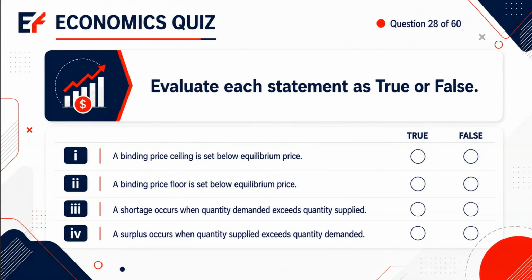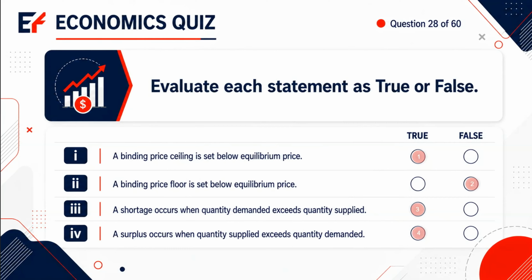Question 28. Evaluate each statement as true or false. A binding price ceiling is set below equilibrium price. The correct answer is true. A binding price floor is set below equilibrium price. The correct answer is false. A shortage occurs when quantity demanded exceeds quantity supplied. The correct answer is true. A surplus occurs when quantity supplied exceeds quantity demanded. The correct answer is true.